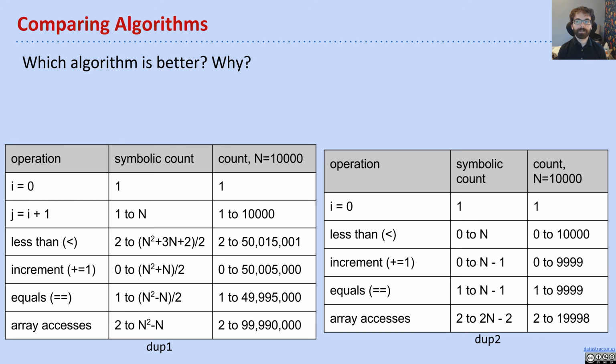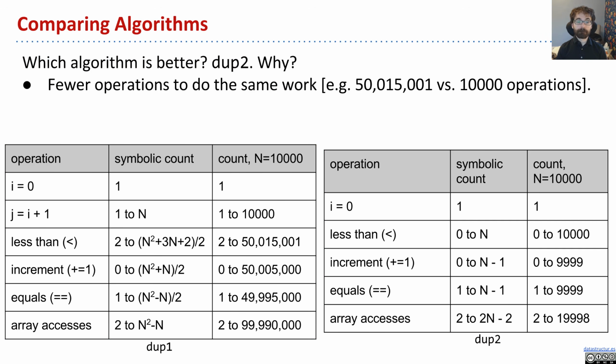Okay, so think of an answer in English. All right. So I'd say, well, dupe 2 is clearly the better choice. One reason is it takes fewer operations to do the same job. So in this case, if we're using dupe 1, it takes 50,015,001 less thans compared to only 10,000 for dupe 2. That seems pretty good.